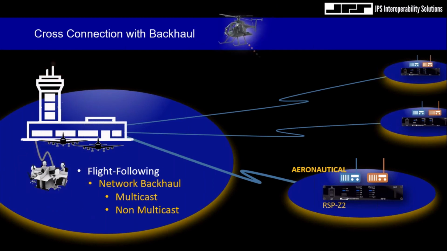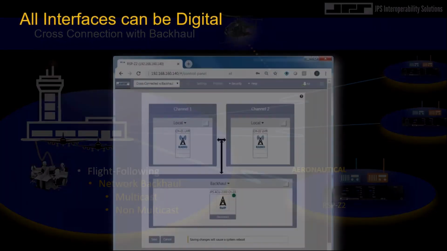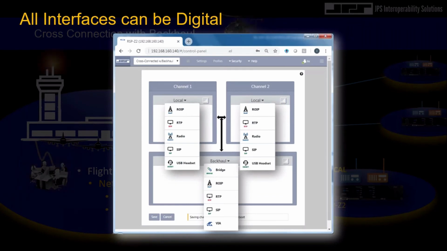We've seen similar applications used for airborne medical and utilities air operations. So if you take a look at our cross connection with a single backhaul configuration, we might also highlight the digital protocols of all of these interfaces. And you can now imagine really the many combinations of back-to-back disparate digital interfaces that we can create in the RSP-Z2. RSP-Z2 is not just about radios, and we can even link other network-capable devices.